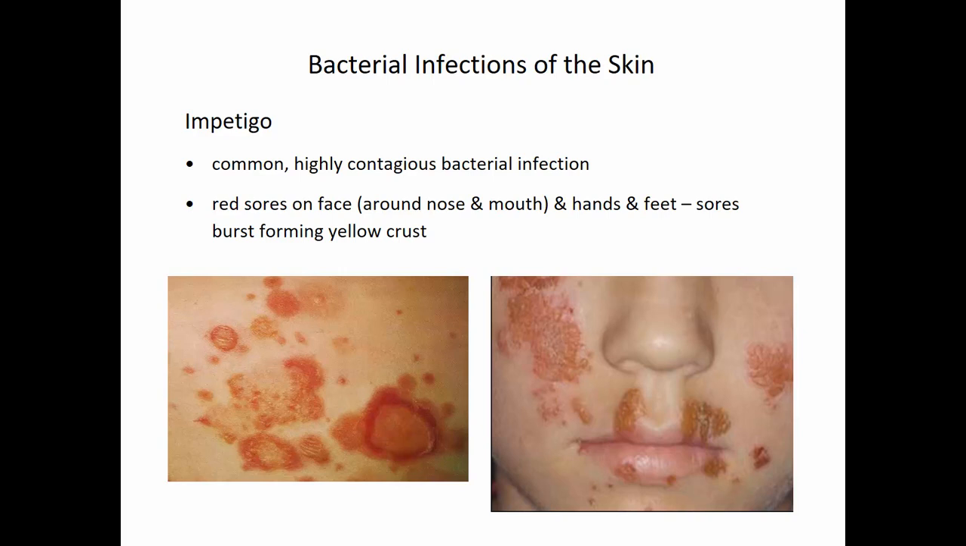So this is treated by topical antibiotics and really good hygiene, making sure that kids wash their hands so that they're not spreading it to other parts of their face or body or to anybody else.